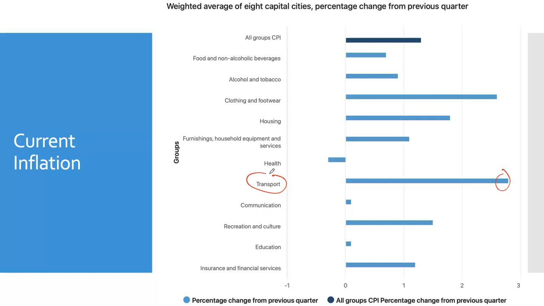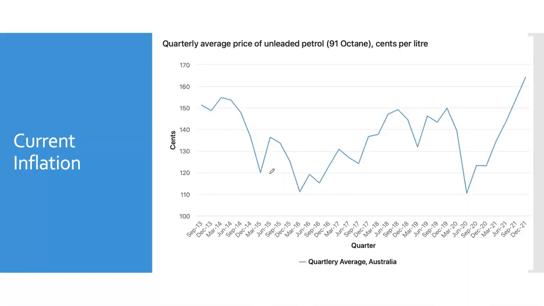So why has inflation been so high? Why is transport the bit that has been driving inflation? Petrol prices have been going up. We know that petrol prices are very high. By the end of December, they were averaging over $1.60 a litre. And we know that post-December, they've even gone above $2 because of things like the war in Ukraine.